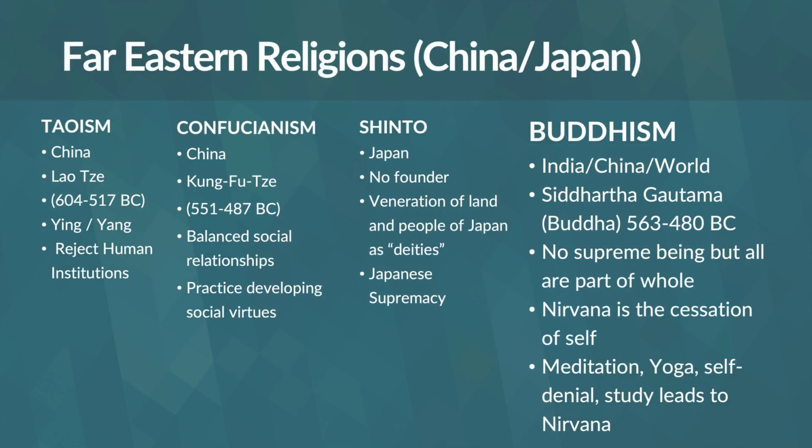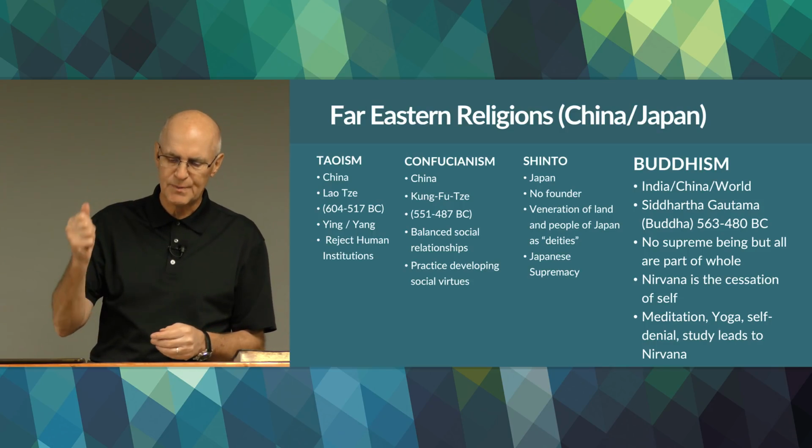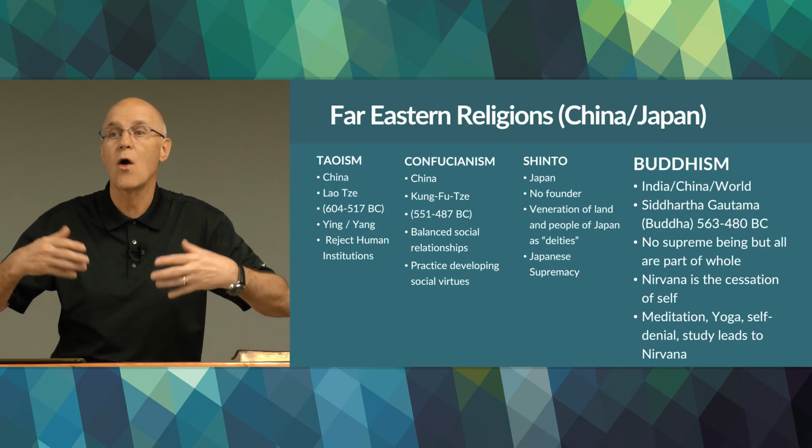Another one, again, we're talking about Far Eastern religion, Buddhism. Began in India and China, and now of course is all over the world. The founder, Siddhartha Gautama, he lived 563 to 480 BC. So there are a lot of religious founders that lived in the same era. He was called the Enlightened One, the Buddha. The main idea of Buddhism, first of all, there is no one personal supreme being. Life is a mixture of spirits, gods, beings that are all in a continuous process of becoming part of the whole.